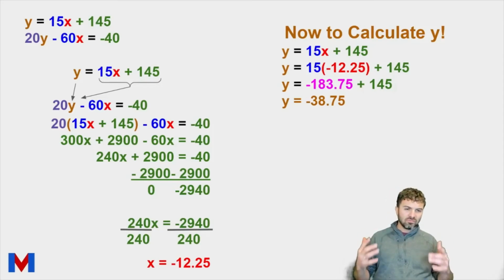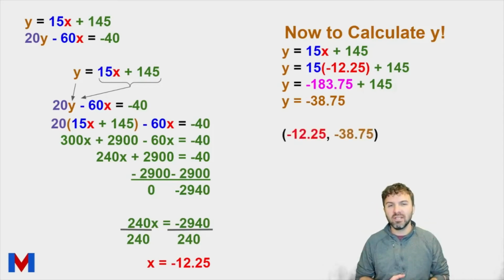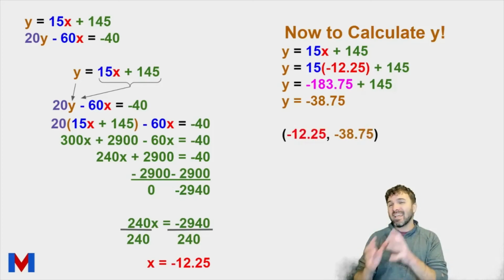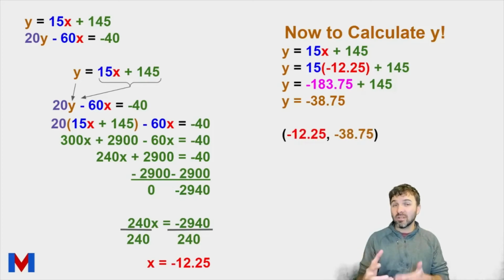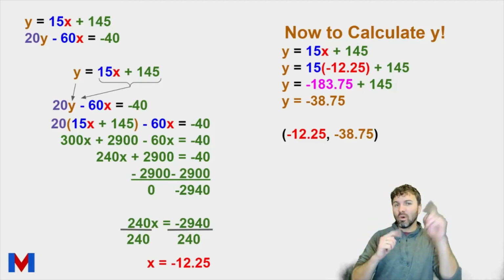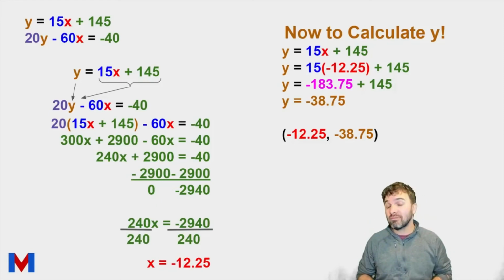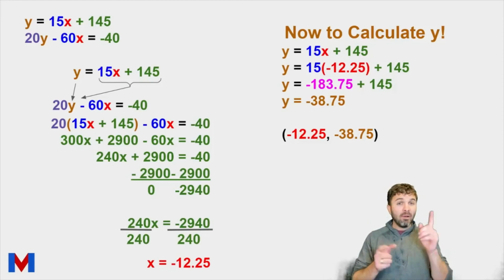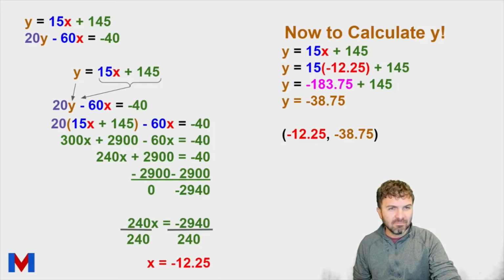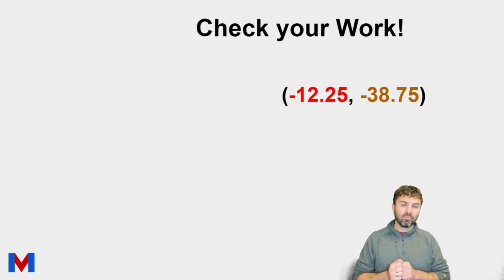Sweet! We have a solution now, because we're trying to figure out when x and y are the same, meaning our answer is a coordinate point, which is x comma y, so negative 12.25 and negative 38.75. However, we could have made a mistake, so let's check our work. Here's our coordinate point here, negative 12.25 and negative 38.75.